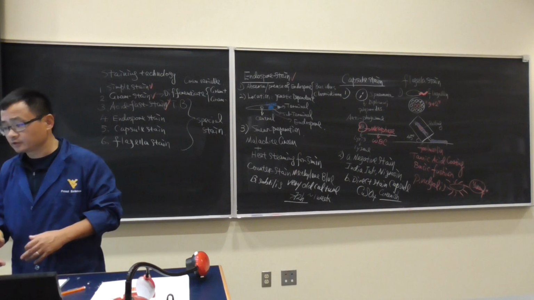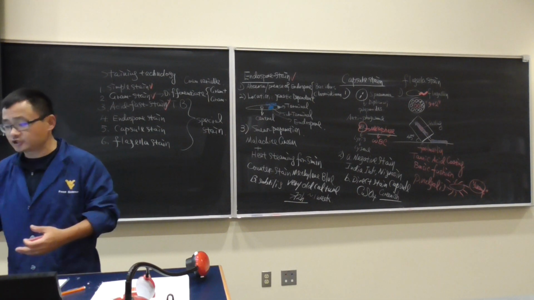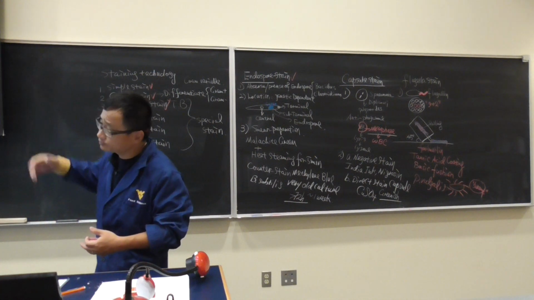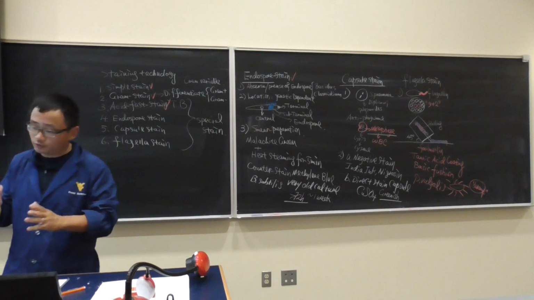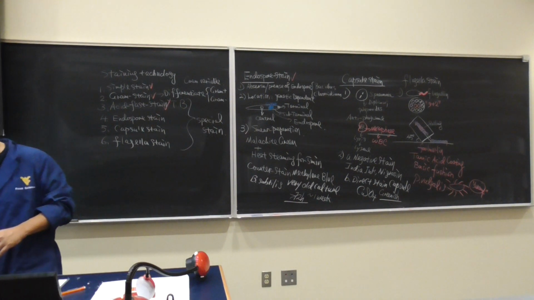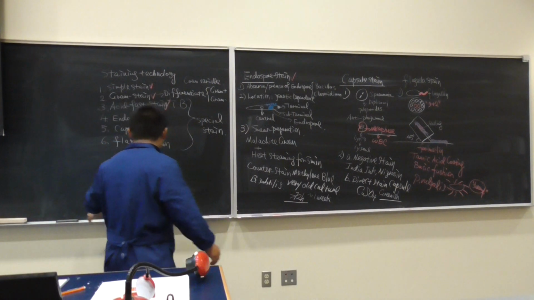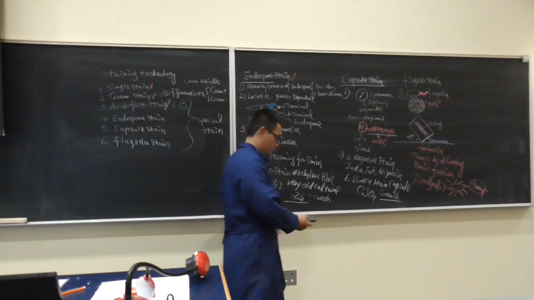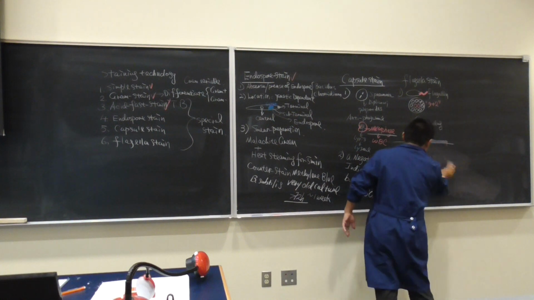Capsule stain. This is where you stain the background. Last one, flagella stain. You see the flagella showing up. Okay, so very nice. These 5 pictures really show you what the different staining techniques are going to look like. Okay, next one, we want to spend some time to talk about the electron microscope.